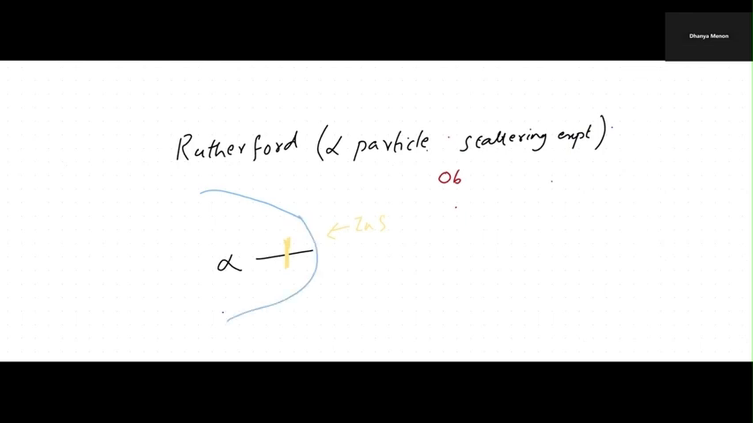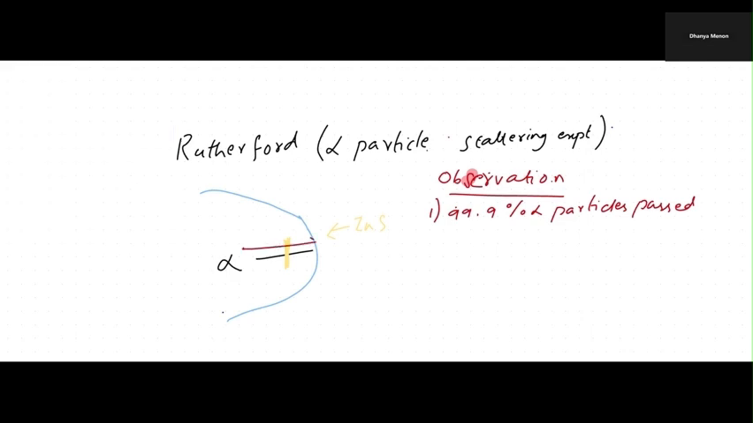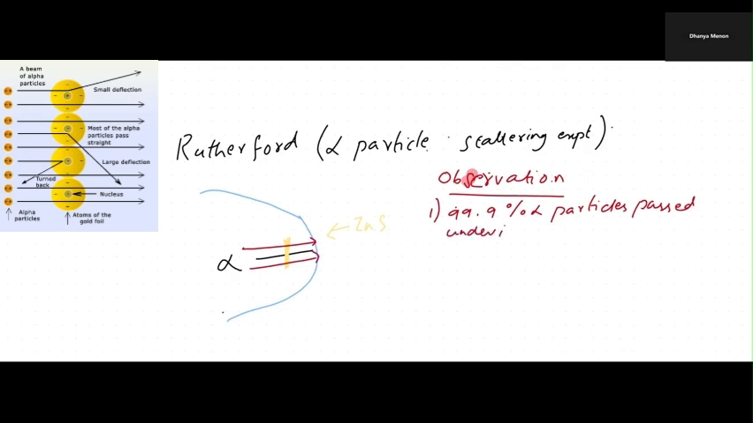Now, what are the observations? The first observation is that 99.9% of alpha particles passed undeviated. That means they were able to pass through undeviated. The second observation was that some alpha particles were deflected by small angles.